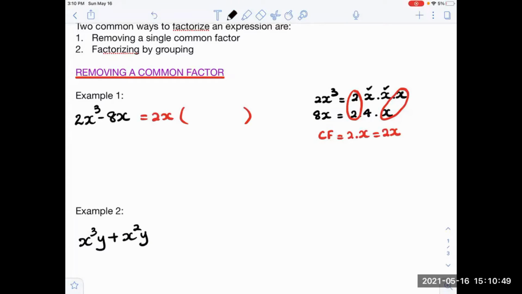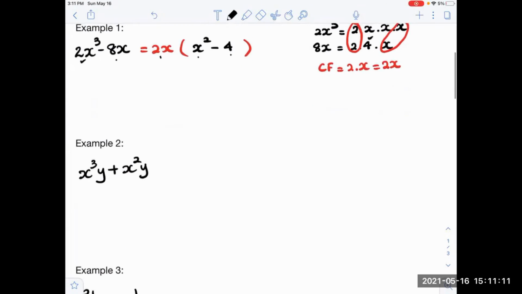x by x will give me x squared minus 4. When I multiply 2x by x squared, I will get back 2x cubed. And when I multiply using the distributive law, 2x by 4, I will get 8x, and I am keeping my negative sign. Let's move on to example 2.